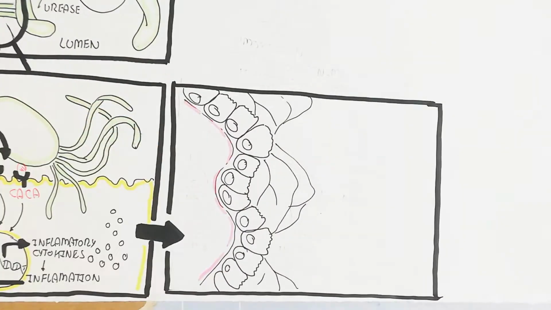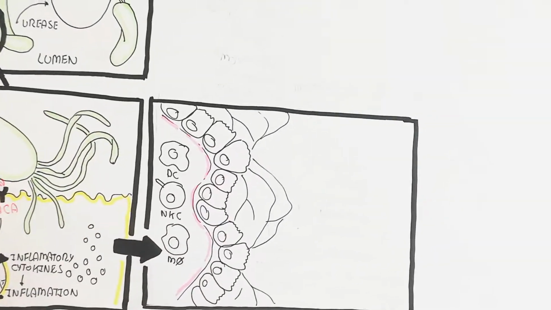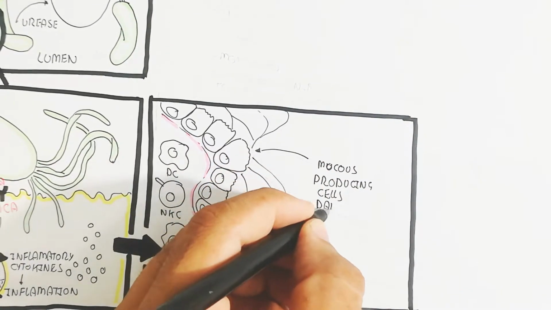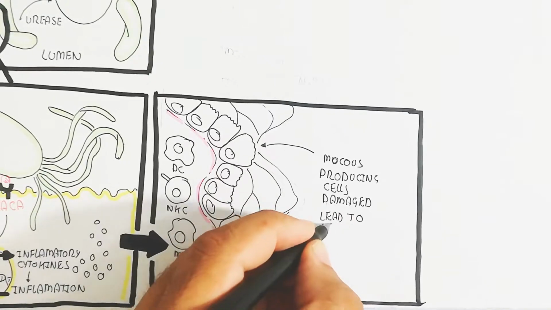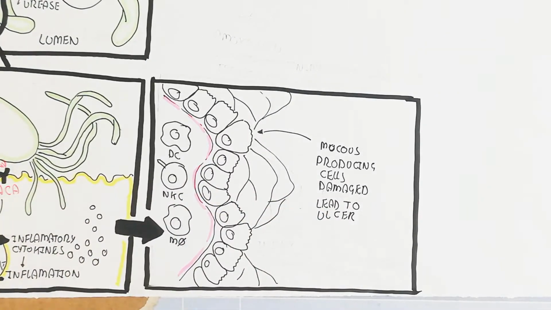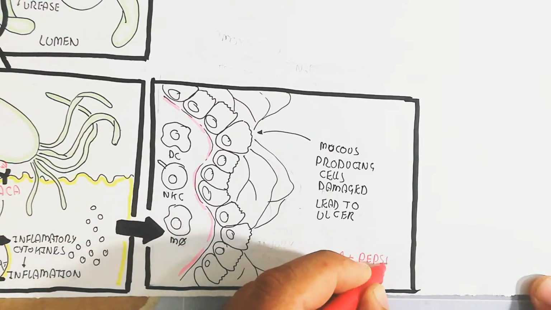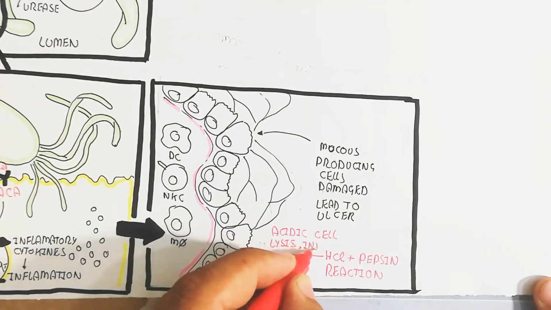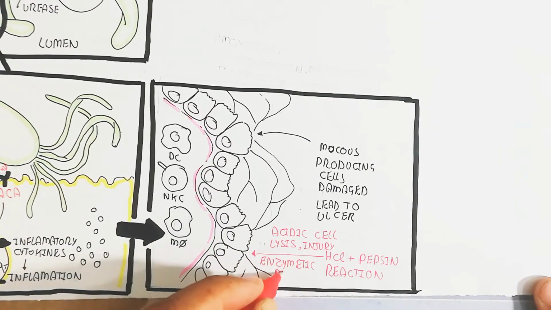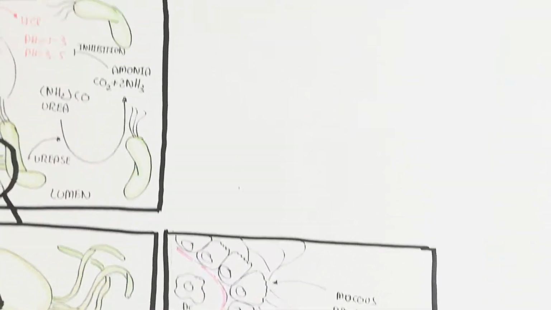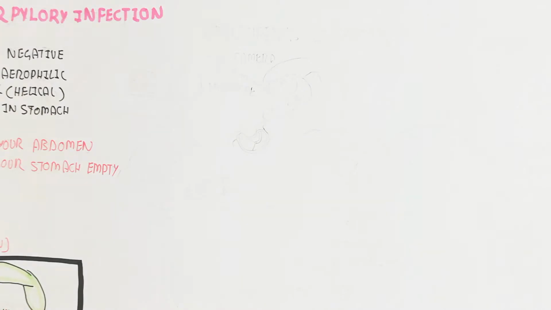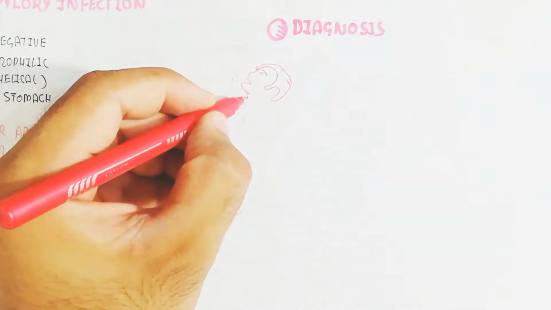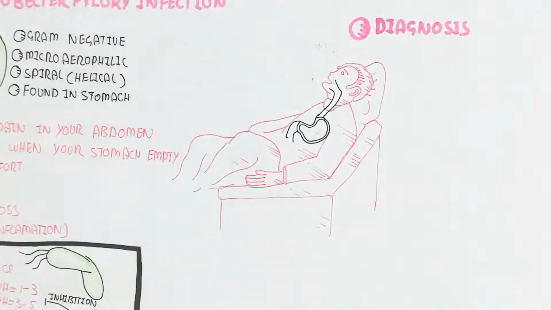So in this way, damage to the mucous membrane and the mucus-producing cells unfortunately leads to ulcer. So ulcer is due to the Helicobacter pylori infection, which leads to acidic cell lysis, and injury occurs to the epithelium cells due to the enzymatic reaction and the acidic reaction with the epithelium. The activation of the innate immune system and adaptive immune system will lead to inflammation, chronic inflammation.